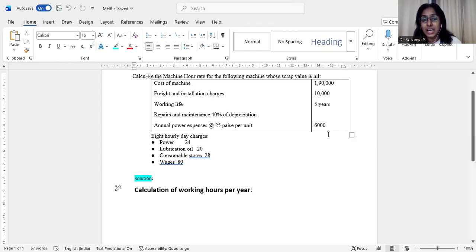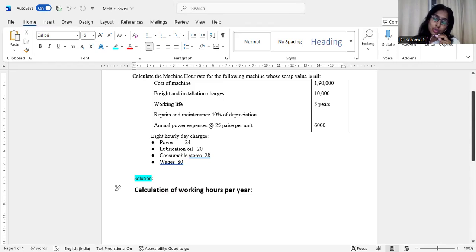8 hourly day charges is given for 4 items. Power is coming again here, 24 rupees. Lubricating oil, 20 rupees. Consumable stores, 28 rupees. And wages, rupees 80. Okay, so here we have to find the machine hour rate.